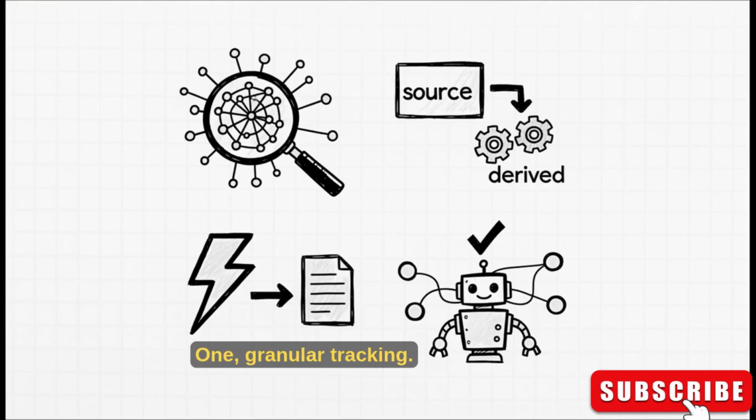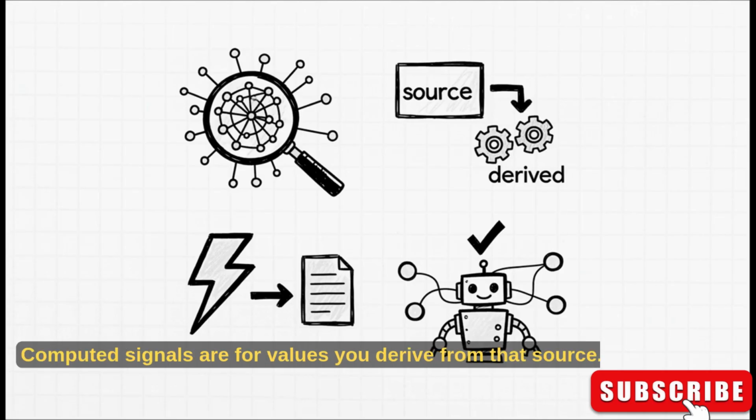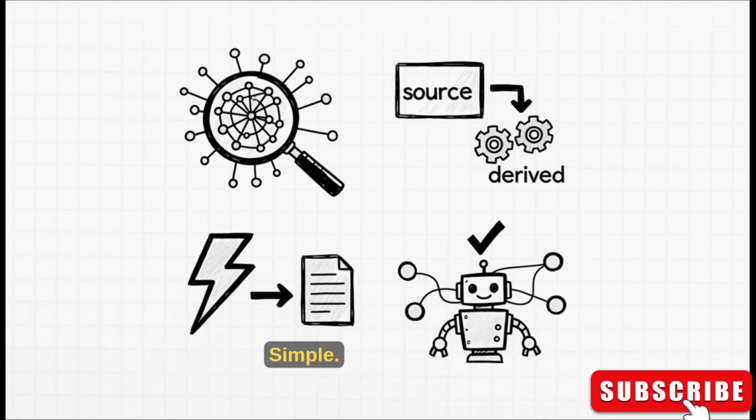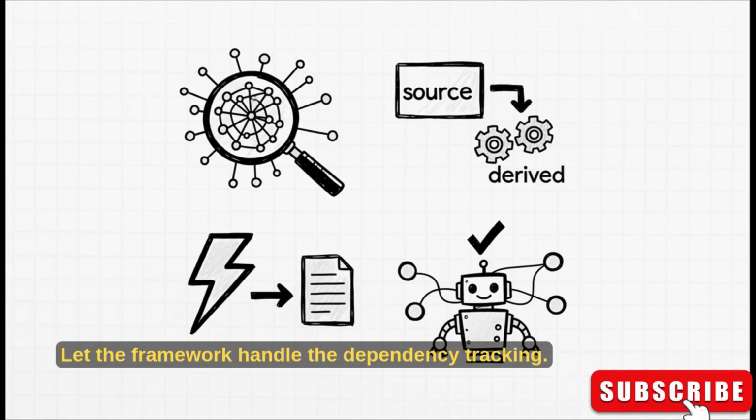1, granular tracking. You get amazing performance pretty much for free. 2, clear state management. Writable signals are your source, computed signals are for values you derive from that source. Simple. 3, effects are for side effects only. Do not use them to set other signals. And 4, don't overthink it. Let the framework handle the dependency tracking. That's its job, and it's really good at it.